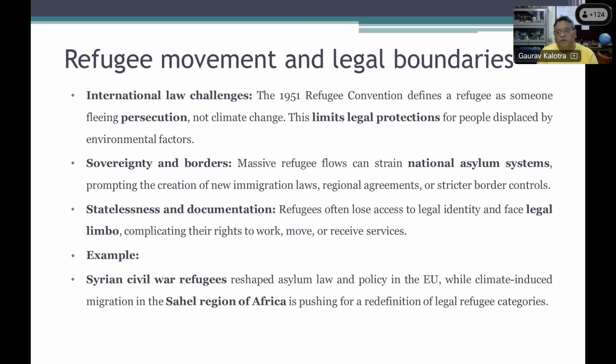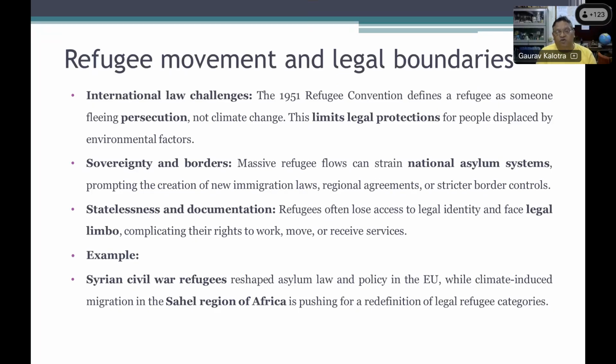Now, this limits legal protections for people displaced by environmental factors. Then sovereignty and borders. Massive refugee flows can strain national asylum systems, prompting the creation of new immigration laws, regional agreements, or stricter border controls.